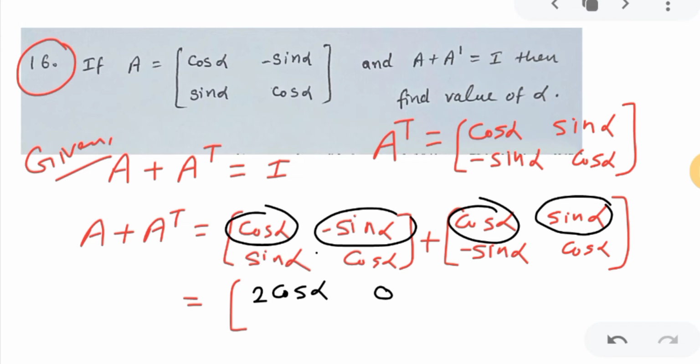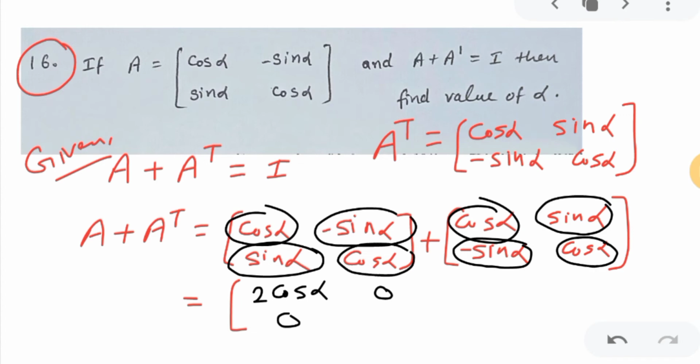Similarly, sin alpha plus minus sin alpha, so sin alpha minus sin alpha will become 0. And cos alpha plus cos alpha will be 2 cos alpha. So this is A plus A transpose. Now A plus A transpose is equal to I.